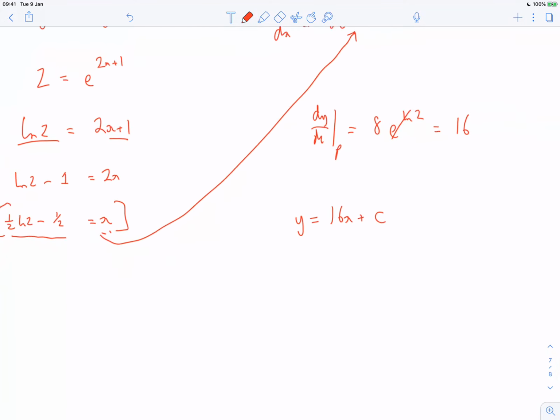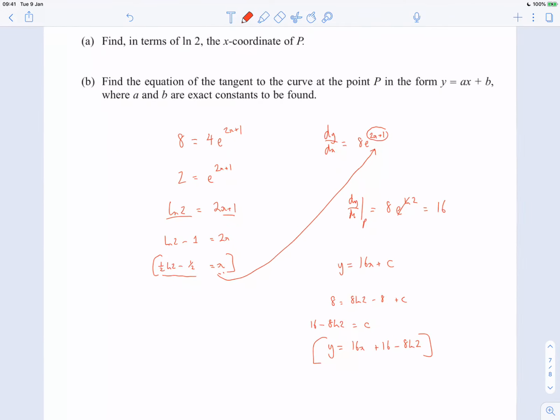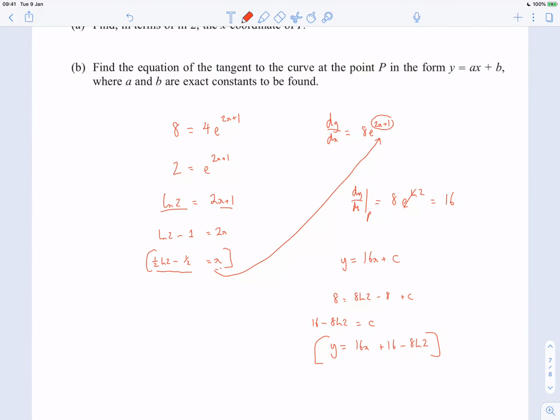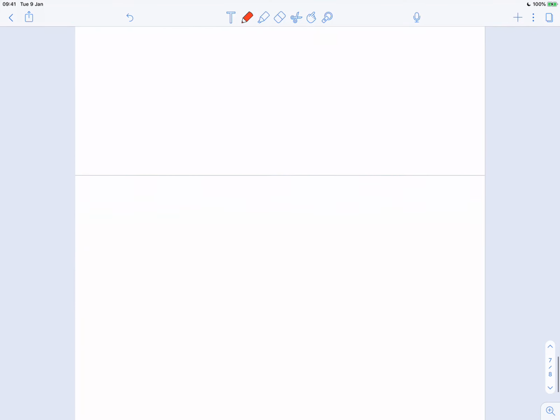Okay, so y is 8 equals 16 times x, well, if I times this by 16, that's the same as 8 ln 2 minus 8, and this becomes plus c. If I add 8 to both sides, it becomes 16. If I minus the 8 ln 2, that becomes the c. So actually y equals 16x plus c, which is y equals 16x plus 16 minus 8 ln 2. And that's perfectly acceptable because a and b are just exact constants, and I found the exact constants. That's totally fine.